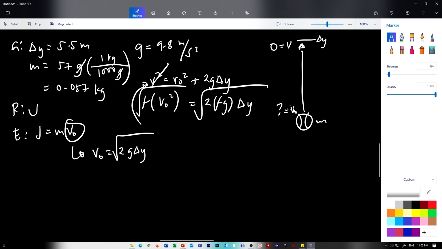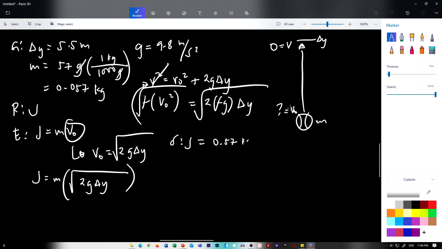Since this is equal to that, we can now rewrite j is equal to m times square root of 2g delta y. Okay, and since we canceled the negative sign already, you don't have to worry about it. So for the solution, you can now rewrite it as j is equal to her mass 0.57 kilograms, multiplied by the square root of 2 times 9.8 meter per second squared multiplied by 5.5 meters.